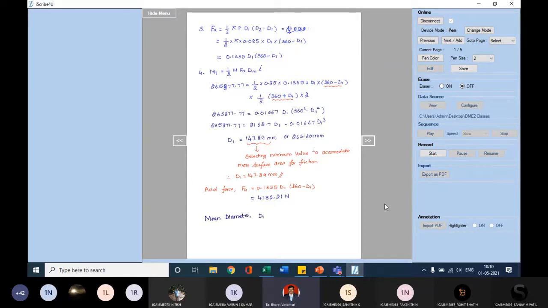Mean diameter DM is equal to half (360 plus D1). How much is the mean diameter we got? 253.64 mm. Now we go with the formula MT. Yes or no? Now here MT is equal to. Shall I go with the formula MT?